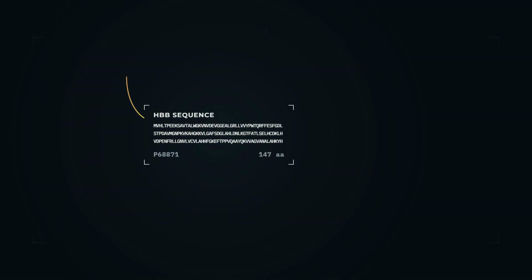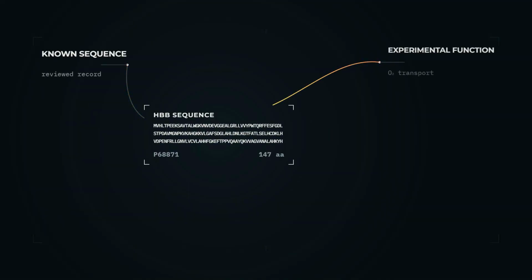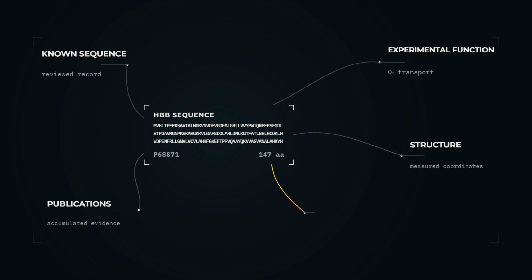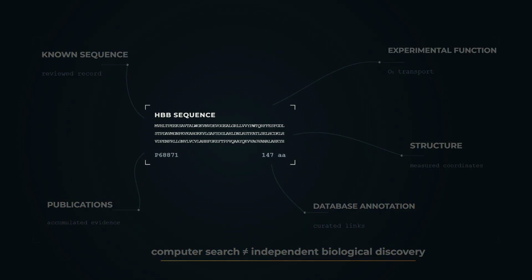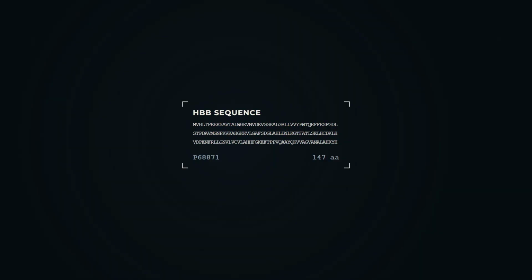But there is an important distinction here. The computer did not look at these letters and somehow work out oxygen transport from scratch. It connected our sequence to biological knowledge that already existed. Experiments had already been done, proteins had already been sequenced, structures had already been solved, and all of that information had been collected in databases that a computer can search and connect. That ability to connect biological data is one of the simplest examples of what computation can do for biology.